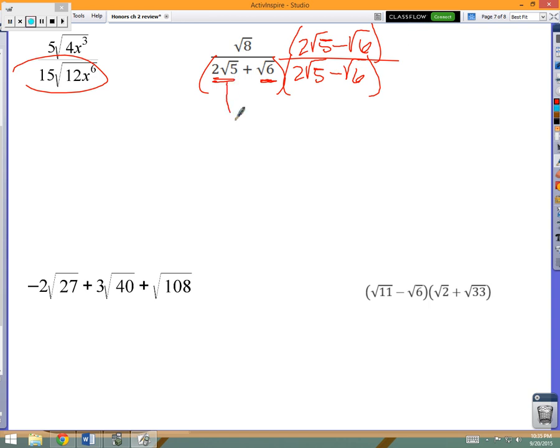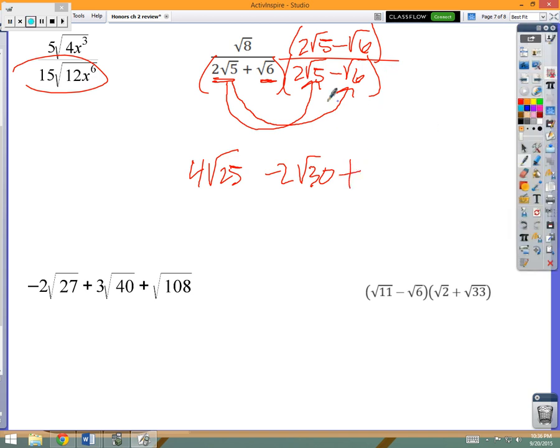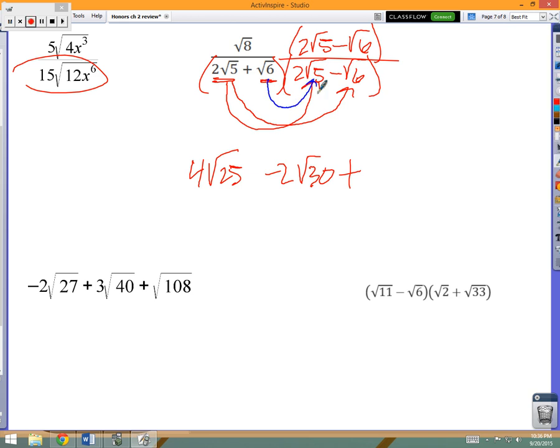So here we go. 2 square root of 5 times 2 square root of 5 is 4 square roots of 25. 2 square roots of 5 times a negative square root of 6 is a negative 2 square roots of 30. Times the 5 and what's underneath times together; what's outside, like this 2 and this 2, they times together. Now times this square root of 6 to the 2 square roots of 5. In front of here is a 1, so 2 times 1 is 2. 6 times 5 is 30. Times the square root of 6 to a negative square root of 6, that's going to be a negative square root of 36.